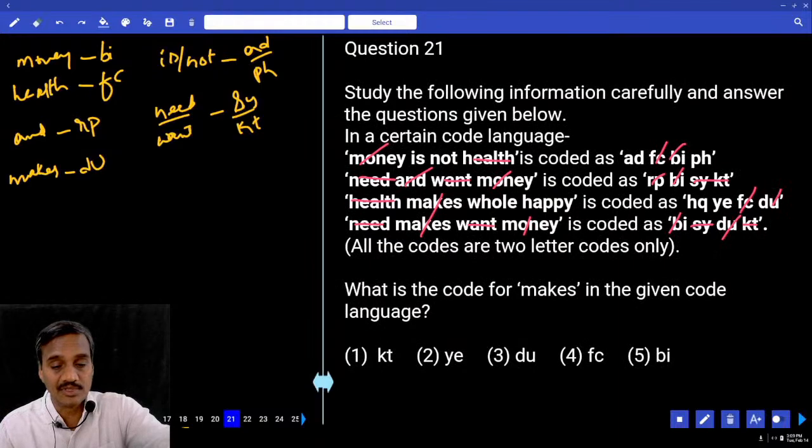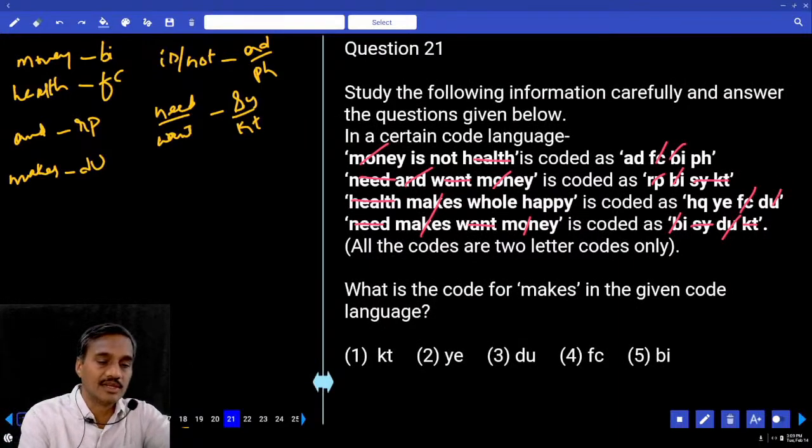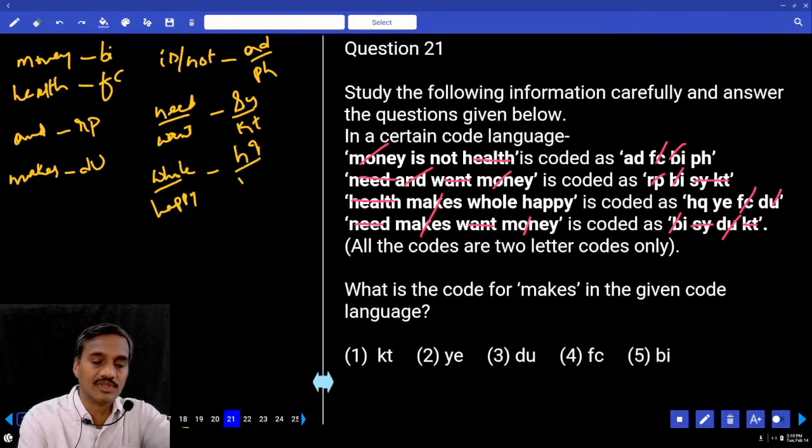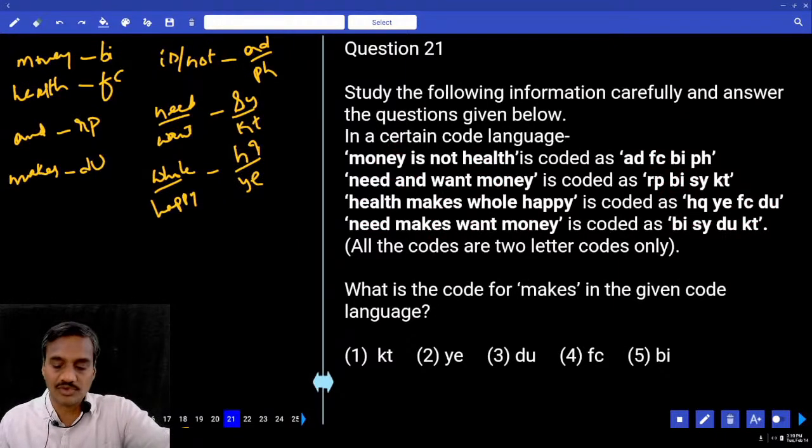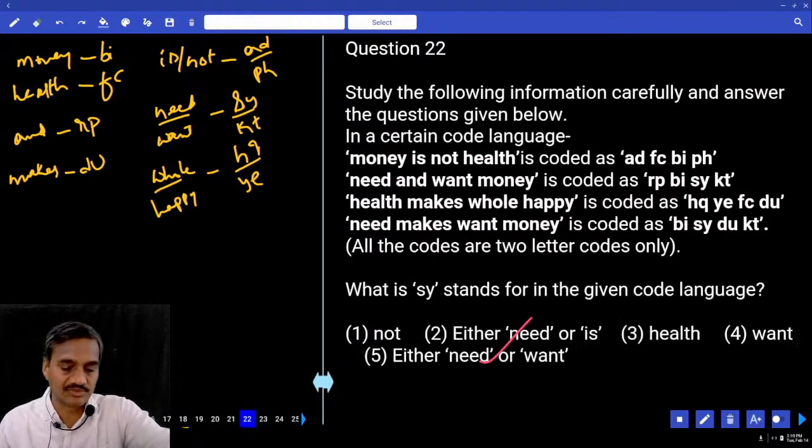Whole and happy. Now whole and happy also we are not able to determine the codes. Hence whole and happy. And what are the codes we have? HQ and YE in any order. Then what is the code to the word makes? The code for makes is DU, choice 3, question number 21.